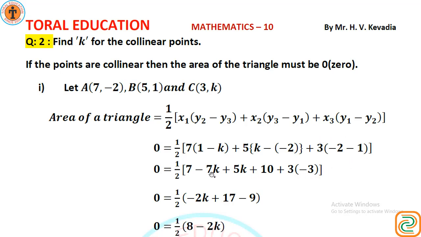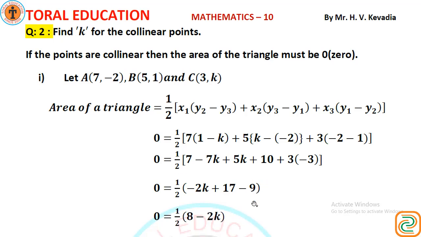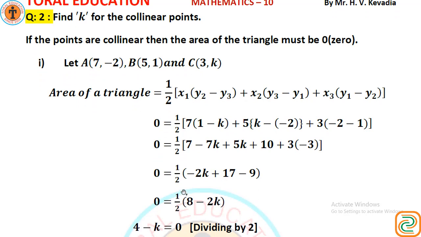that is here we have 7 and 10, that is 17, 5k minus 7k, that is minus 2k, and 3 3s are minus 9, 17 minus 9, that is 8, and 8 minus 2k, right.